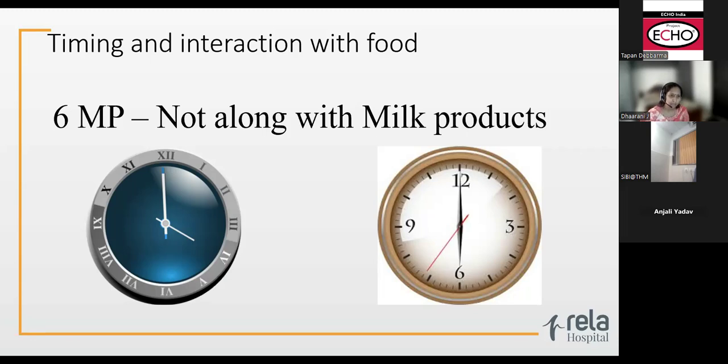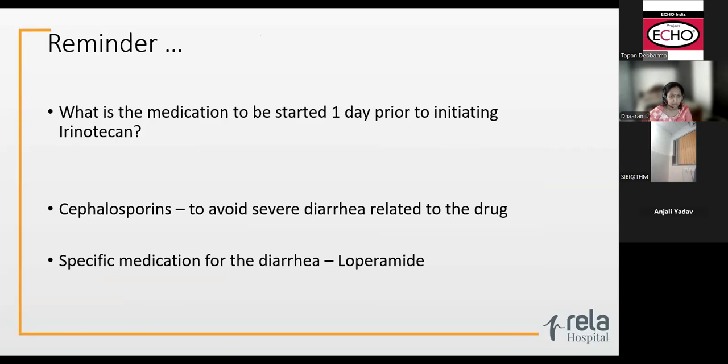So this is very important because 6-MP is the most important drug for maintenance therapy in ALL. And if this is not working because the food interaction is reducing its efficacy, then the chances of the disease control going less is very high, and the chances of relapse is higher. So we have to ensure that we explain this to the parents.